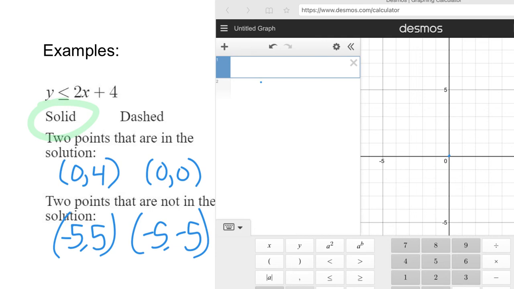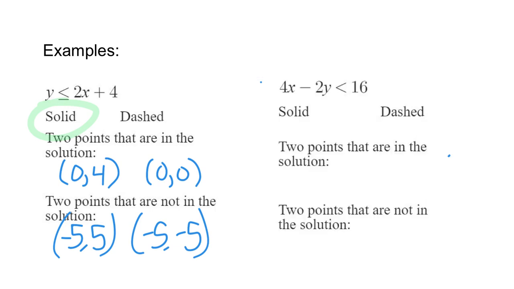So that's how we'll work that. Let's look at the one on the other side. Again, we should be able to look at this and tell immediately, without graphing it, whether we're going to have a solid or a dashed line.